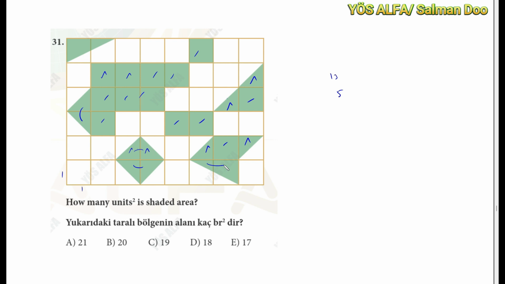Okay. And this triangle is the same as that triangle. So when we combine these two, we have 2 squares. So we have 2 more of this. So the summation of all this is 20. So that's the total area.